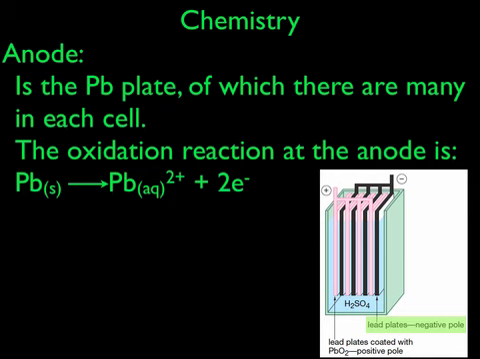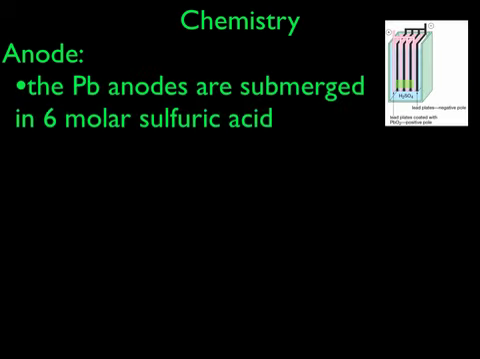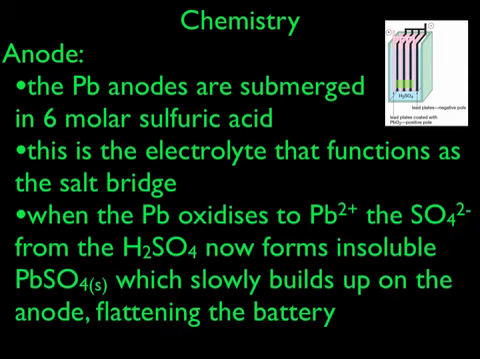And so the oxidation reaction is essentially lead solid becomes lead 2+ ions and releases 2 electrons into the external circuit. But there is a bit more to it. I mentioned that the lead anodes are submerged in 6 molar sulfuric acid, relatively concentrated, strong acid, which means that this is the electrolyte. Sulfuric acid in solution forms hydrogen ions and the sulfate ion. So there we have charged particles in solution, which is the definition of an electrolyte. So this acts as the salt bridge, which enables the movement of ions and achieves overall cell neutrality.